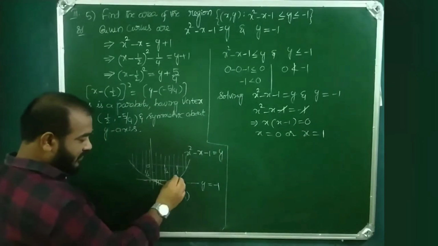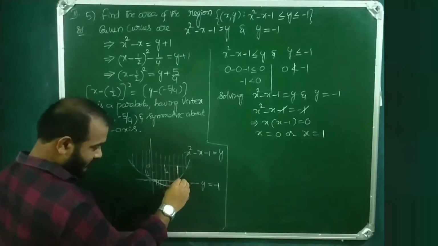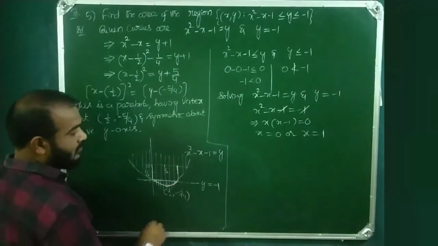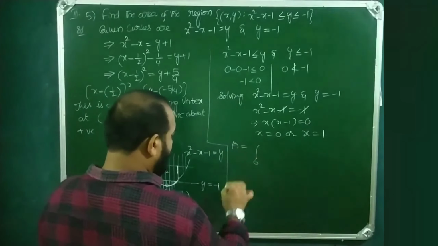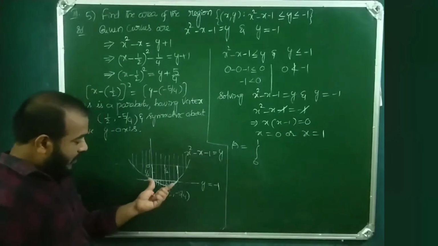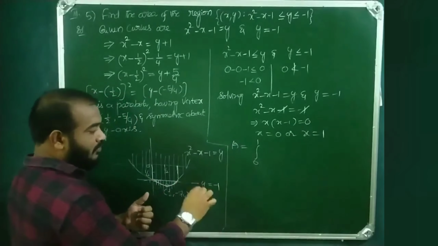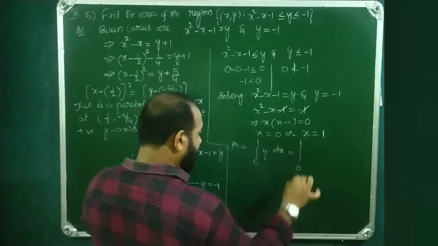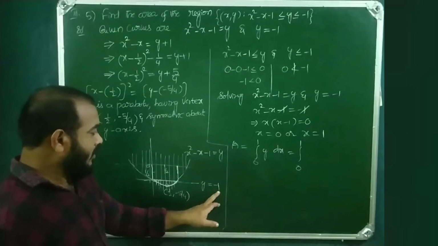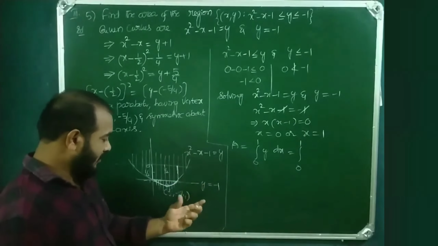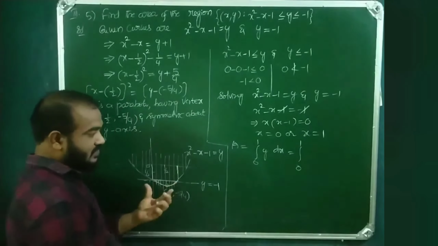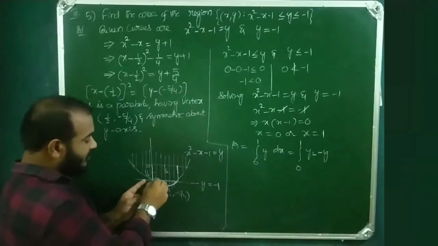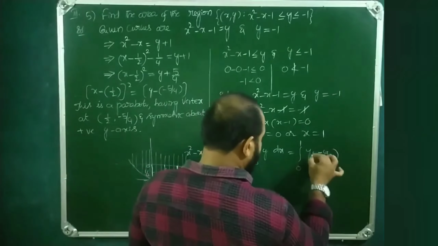Therefore, this is the area you can see here. So this is 1, and this is 0. This is the area we want. Therefore, area is equals to the integral from 0 to 1, which are the limits of x, of y dx. Two curves are there. First is the line, the upper curve, minus y of the parabola, which is below, y dx.